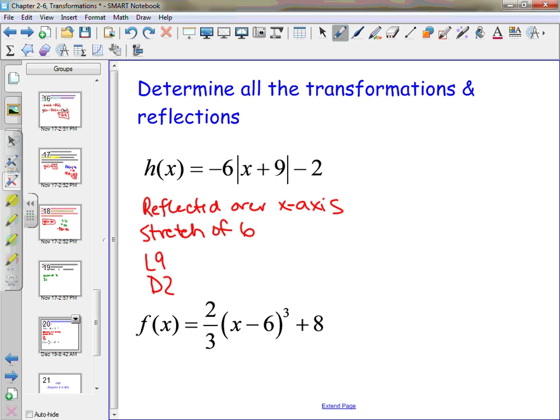If you got it was reflected over the x-axis, you're right because that's negative. If you said it was a stretch of 6, you're right because it's a whole number larger than 1. If you said it went to the left 9 units, you're correct because it's opposite of what you think it is. And if you said it went down 2 units, you were correct because it is exactly what you see, minus 2. How many of you got that? Good job. Did you understand?